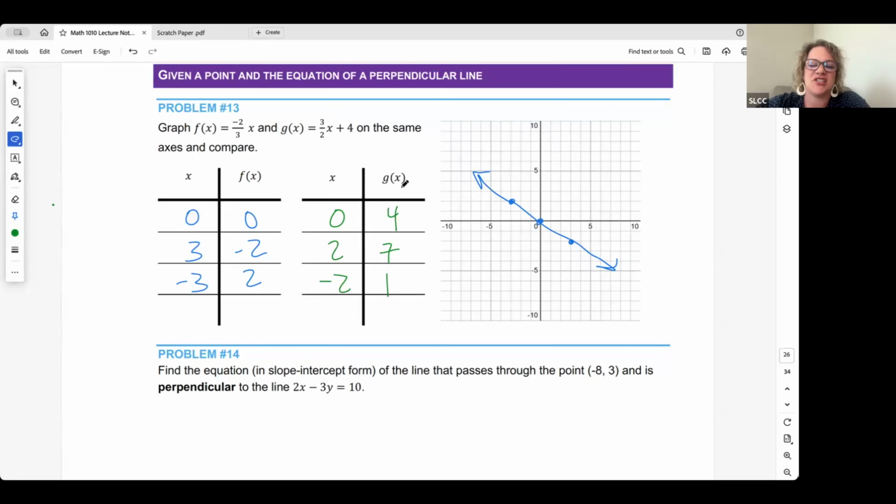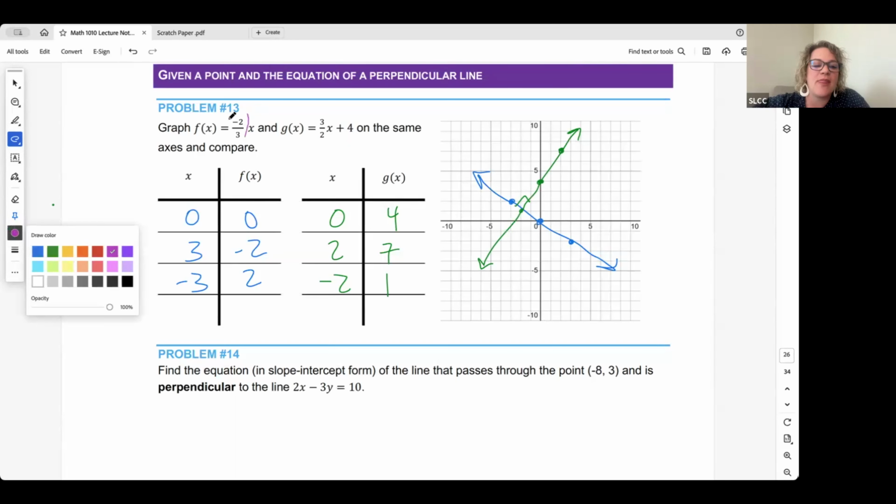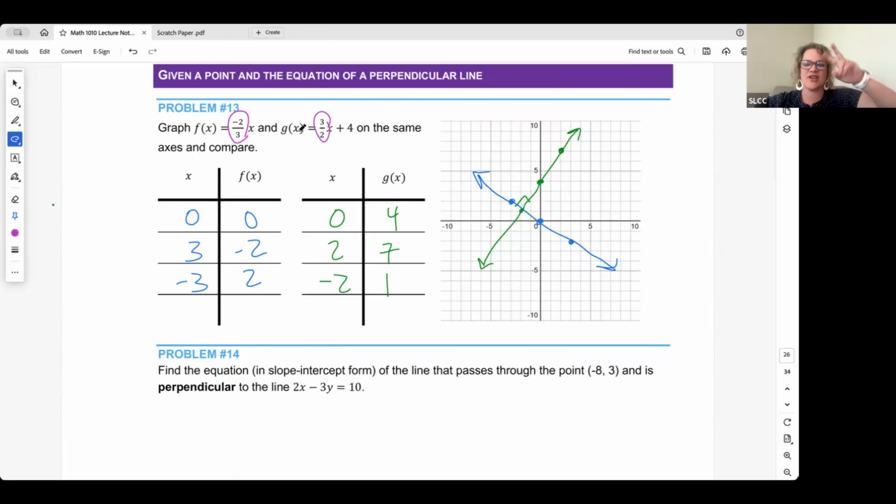Awesome. Let's plot g of x. So 0, 4, 2, 7, negative 2, 1. Notice that these two lines are perpendicular. That means they form a 90-degree angle. And the slopes, what do I know about the slopes? They are opposite reciprocals. So negative 2/3 and positive 3/2. You just change the sign and flip it.